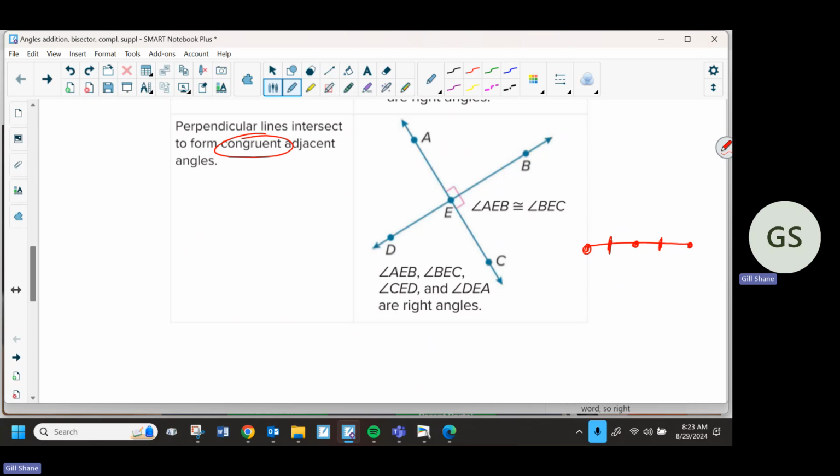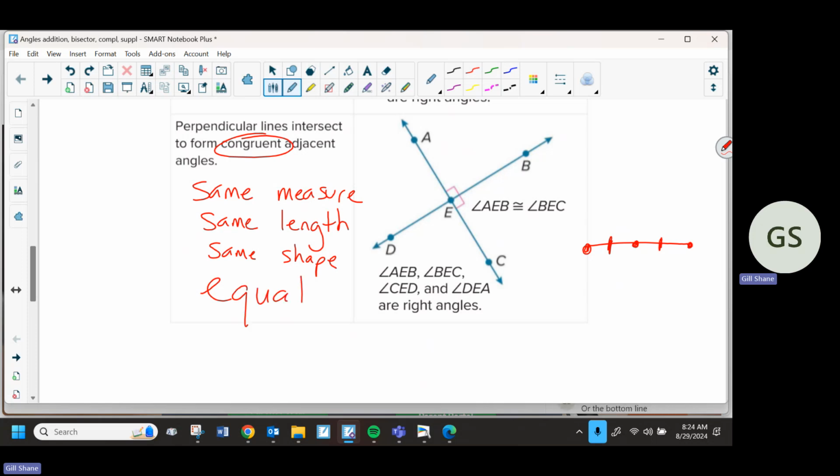So write this down if you didn't get that. Congruence means they are the same measure, which would typically be degrees. They could be the same length. They could be the same shape. Sometimes it's a whole shape that is congruent to another shape, like one triangle is congruent to another triangle. We'll get to that. The bottom line, especially if you're doing equations, is they are equal.